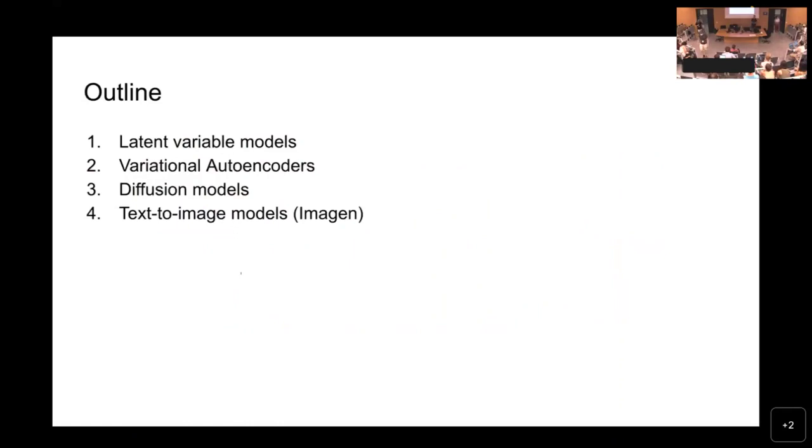the talk will basically consist of four parts. I'll start by saying some general things about latent variable models and to kind of contrast that with the class of autoregressive models that Noel was talking about before the break. Then I'll introduce variational autoencoders. After that, I'll discuss diffusion models as really a special case of VAEs. And then I'll finish by saying a few more things about text-to-image models, which I think is the most exciting development in this space recently.